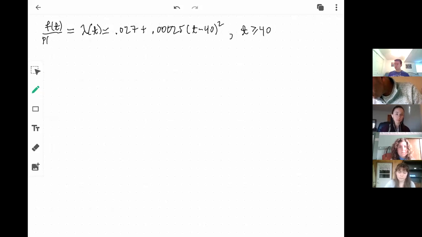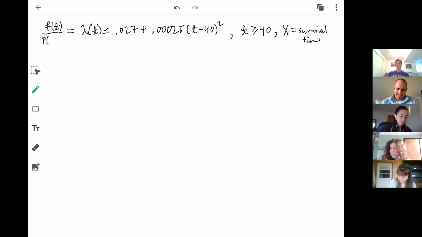that, okay, so what is the probability to survive? So let's define a random variable. Let's say that x is equal to survival time. Okay, so this on the bottom is going to be the probability that x is bigger than t. That makes sense? And what do we want to compute? We want to compute the probability that x is greater than 50.